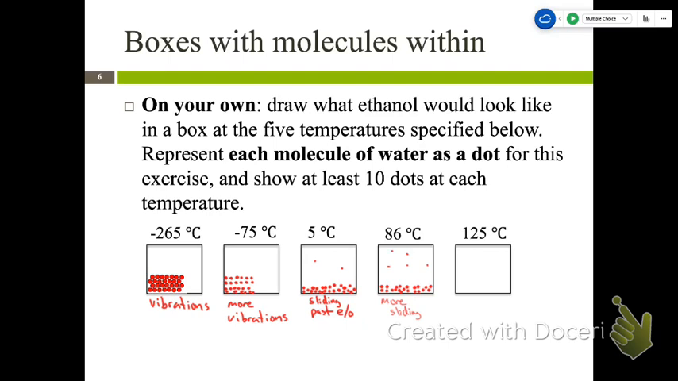Let's do the last diagram and then we'll talk about this more. So what does 125 look like? Spread out. It takes up the entire container's space. Would it be completely evaporated? So we are above the boiling point, the entire sample is above the boiling point, so everything exists as a gas. If you have any left, it's because it hasn't gotten to the right temperature yet.